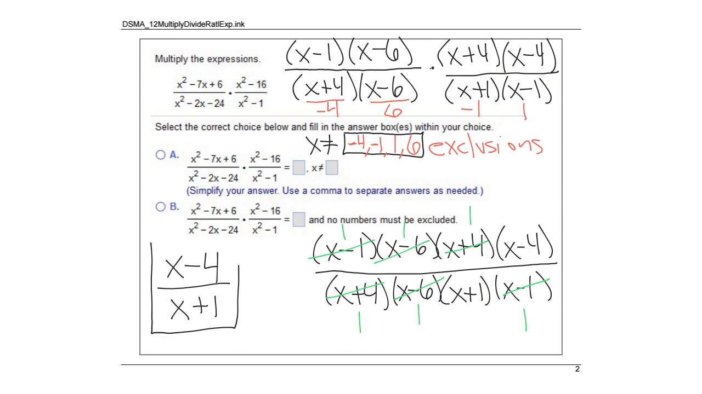So you can see if I waited to simplify, or excuse me, to find my exclusions till after I simplified, I would have only found one problem child, and that's not going to work. So we have to check for our exclusions first, and then we can go ahead and simplify. So this first box is going to contain the simplified expression. The second box is going to contain my exclusions.